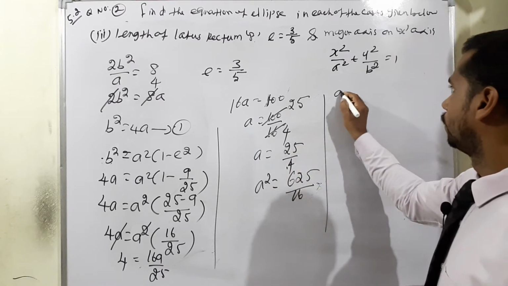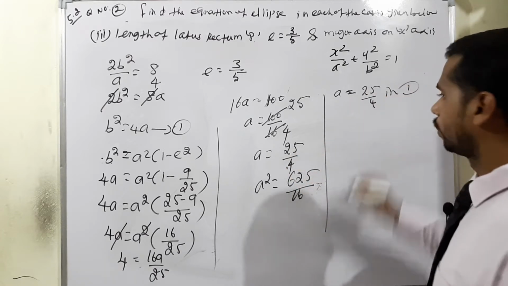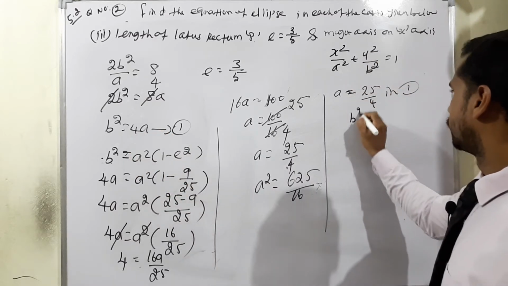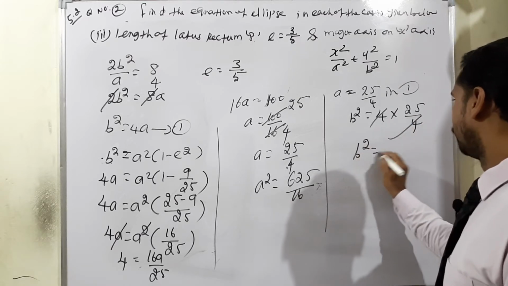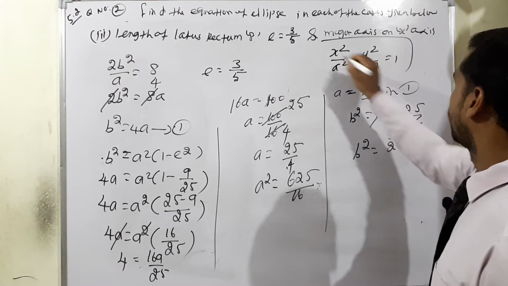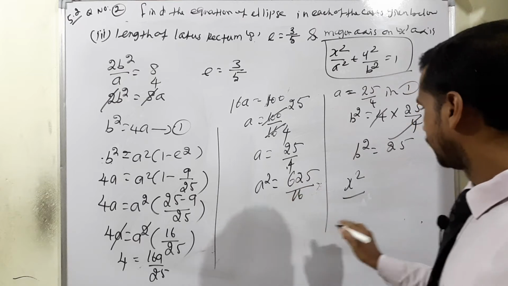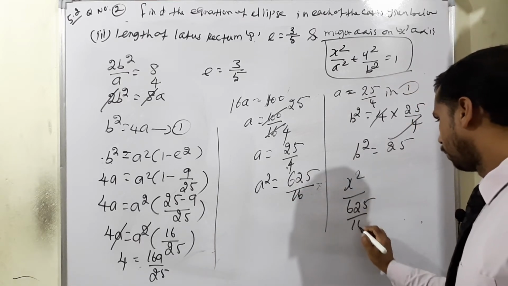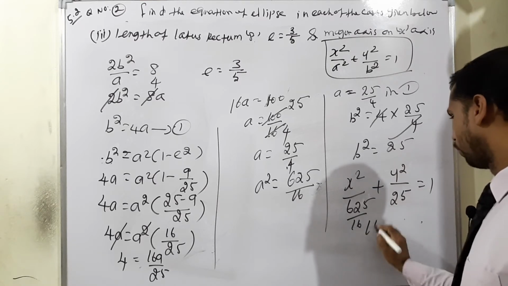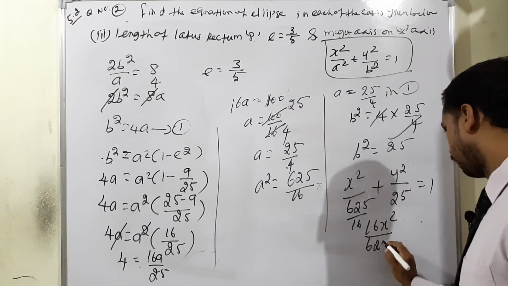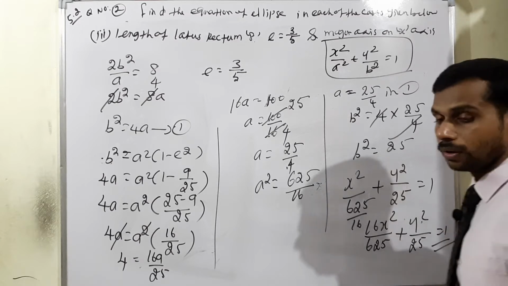Now, substitute a is equal to 25 by 4 in equation number 1. B square is equal to 4a, isn't it? Therefore, 4 into 25 by 4. Again, 4 cancels, so b square is equal to 25. What is the main term? Major axis on x axis means the condition x square by a square, what is the value? 625 divided by 16, plus y square divided by 25 is equal to 1. Therefore, the final answer is 16x square divided by 625 plus y square divided by 25 is equal to 1. This is the answer for subdivision third.